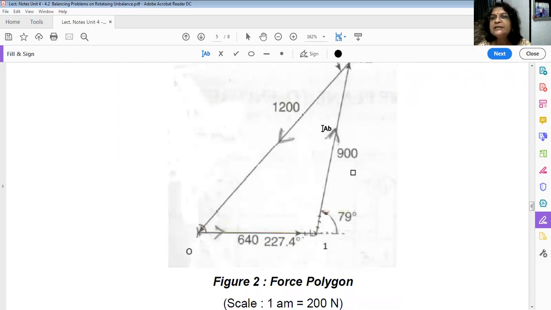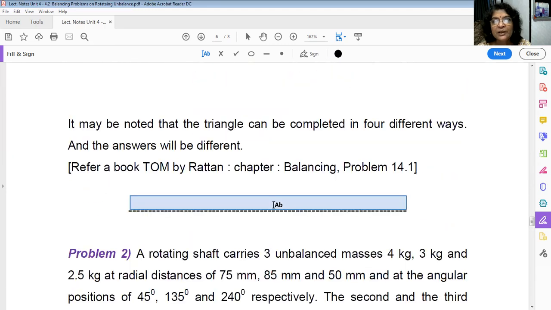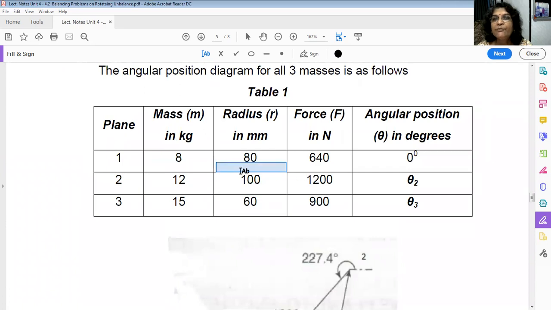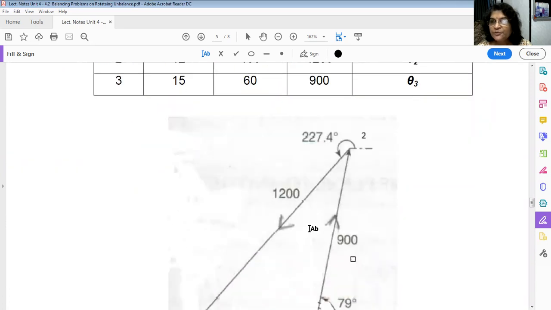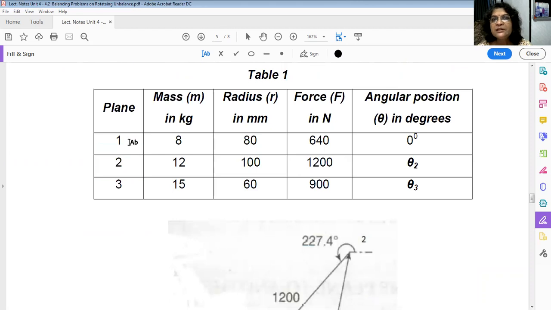Now, as there are three vectors, we will get a triangle as a force polygon. Now we have to draw this triangle. Let us see how I have drawn this triangle. I have to explain it to you now. To draw this force polygon, we always have to consider two things: direction and magnitude. If you consider that these are the three vectors, only for vector number 1 do we know magnitude and also direction. So we can draw this vector. What's the direction? 0 degree. That means along the positive x-axis, and magnitude is 640 Newton.